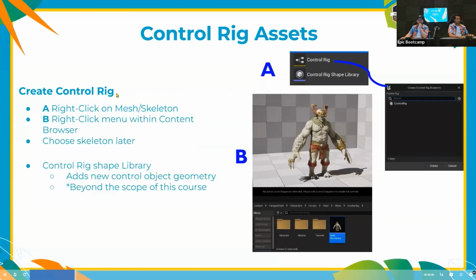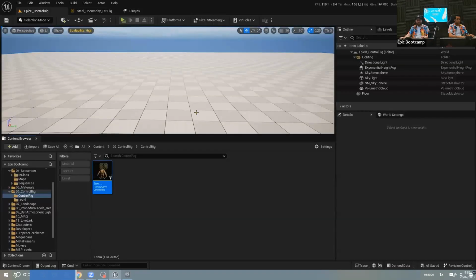So how to create a control rig? Basically we have two options. We can right click and go to control rig, or we can click on a skeletal mesh and say create a control rig. Okay, so let's go here. Where do I have Unreal? Here it is.